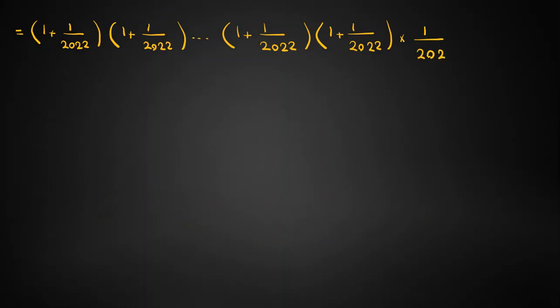Now, for each fraction, we can say what? Instead of this fraction, we write 1 plus 1 over 2. The 1 is the same in both, but in the denominator we decrease 2022 to 2. When you decrease the denominator, the fraction increases. So this part is greater than this part, and we can say it is greater than this.